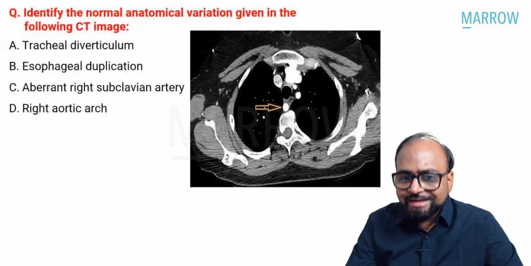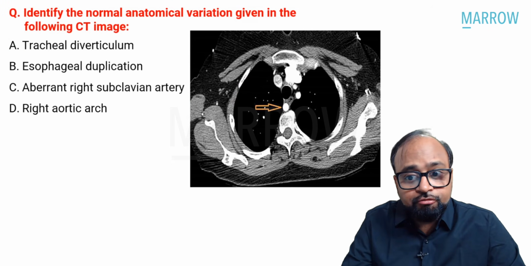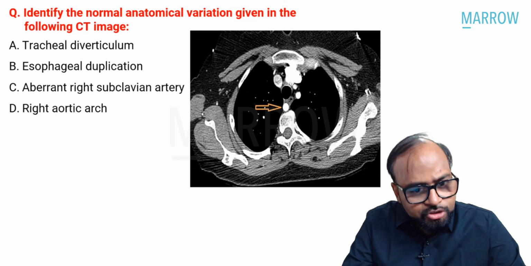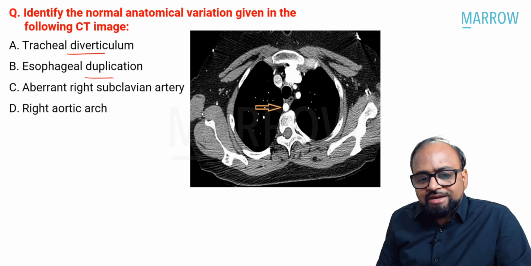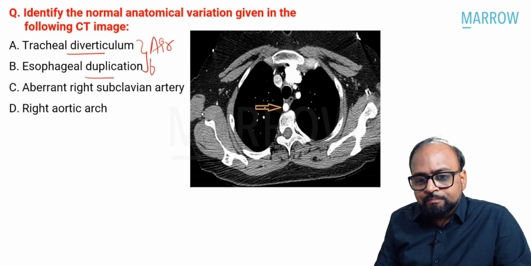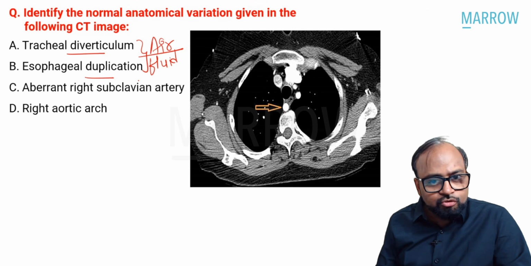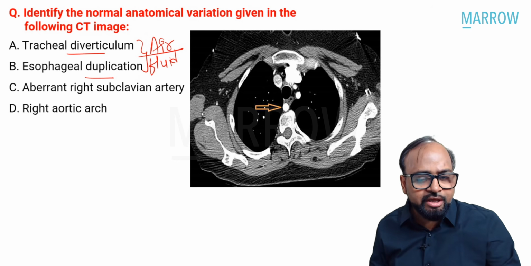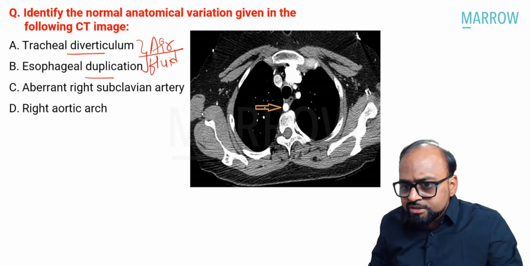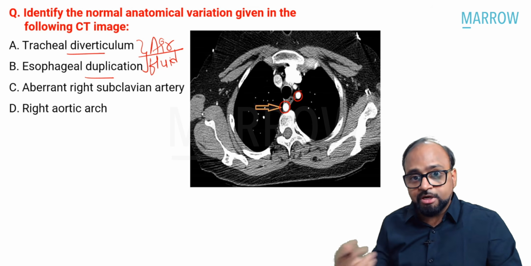Now, identify the normal anatomic variation given in the following CT image. Now, a tracheal diverticulum or esophageal diverticulum, right, would likely contain either air or fluid. So, tracheal diverticulum will contain air, esophageal duplication, if there is a cyst which is formed there, could also contain air or it could contain fluid. Look at this arrow. The arrow is pointing to a very hyperdense structure. It is as hyperdense as blood vessels there. Look at the branches of the aorta.